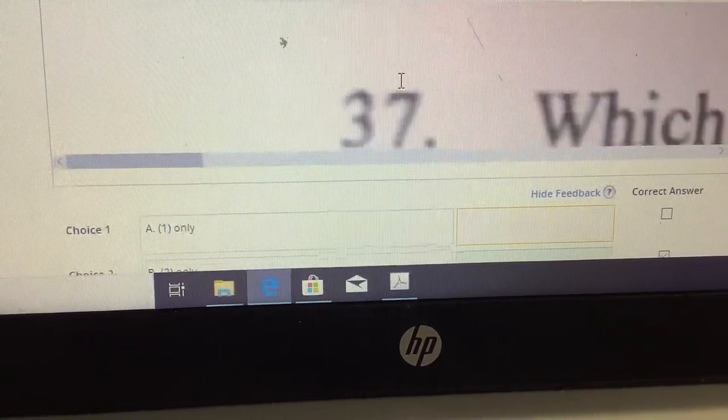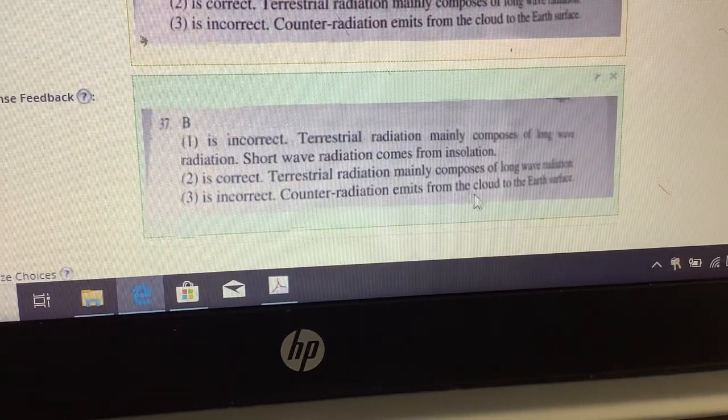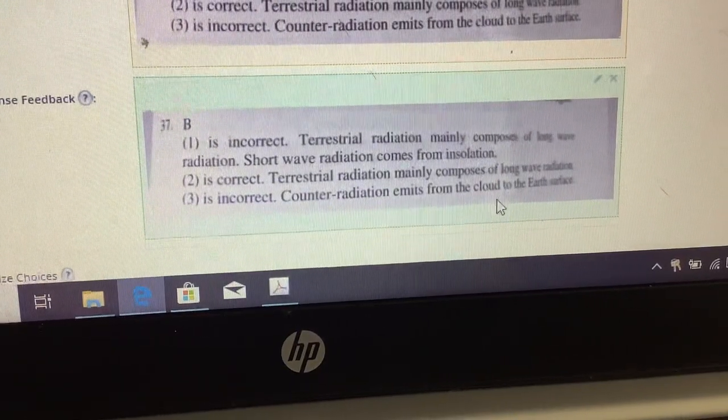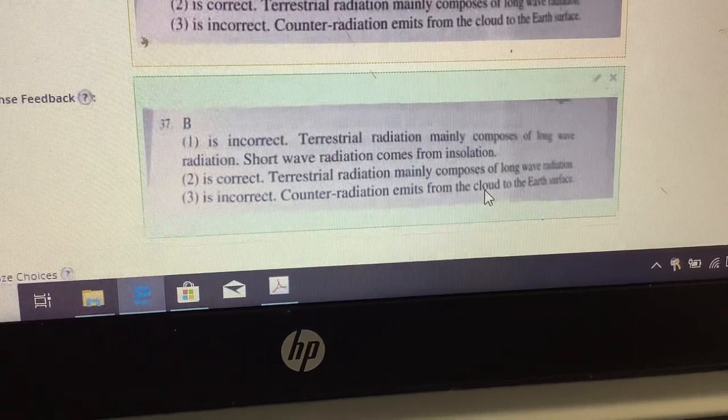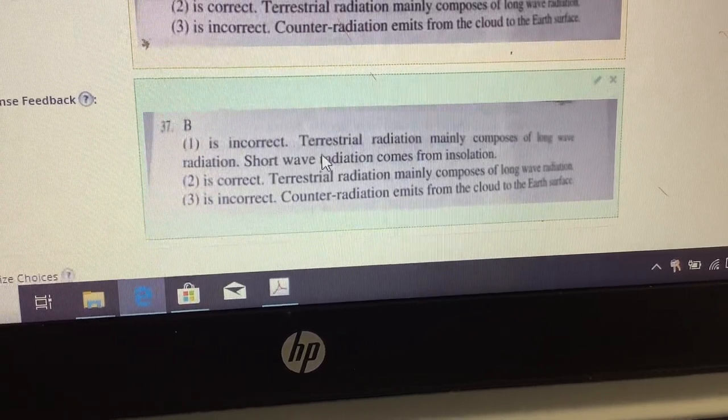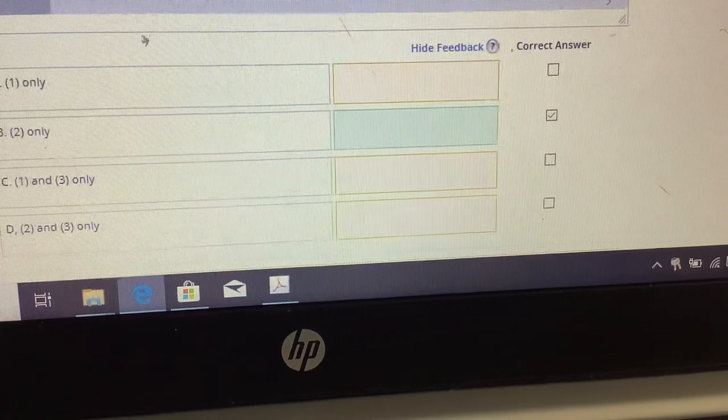Why? Because it's not going to affect the air temperature. Okay, because it's from the cloud to the Earth's surface, it's not very strong indeed. Okay, my bad.